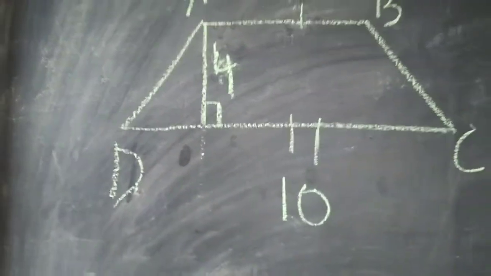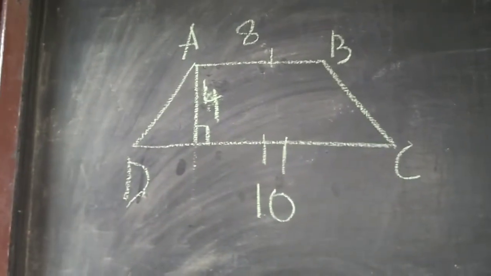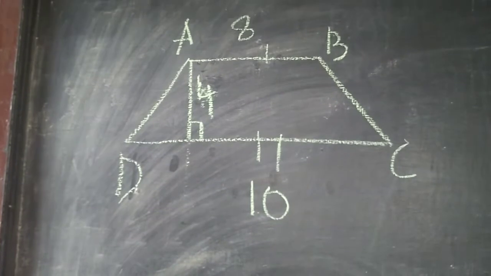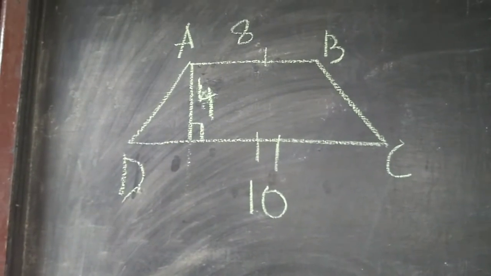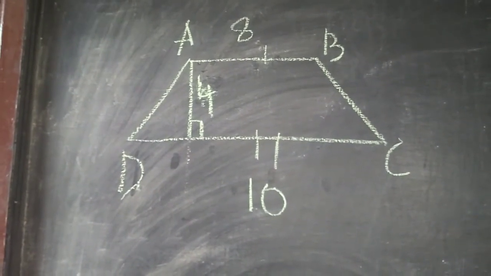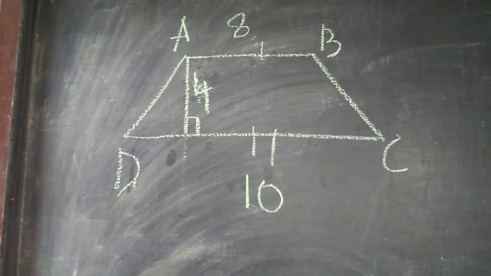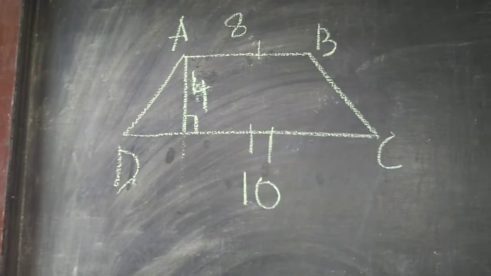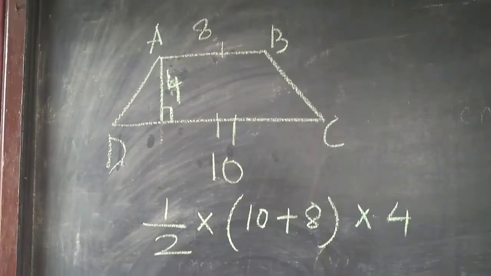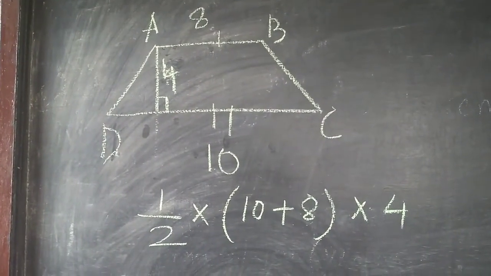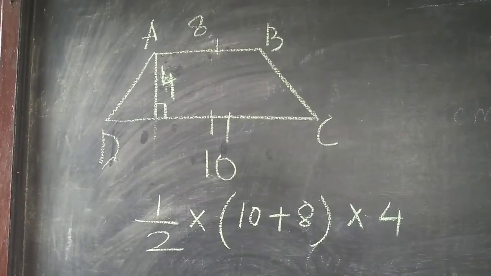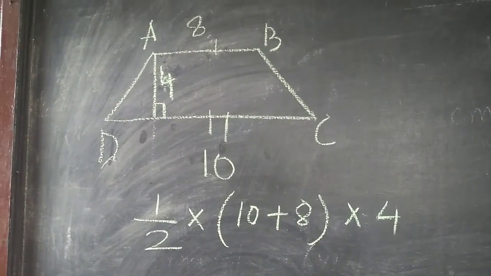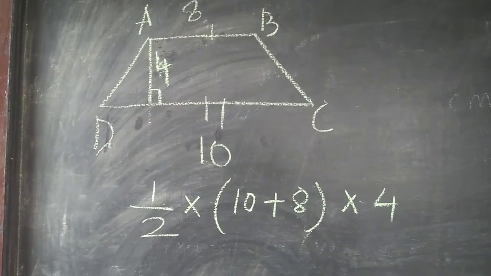So how are you going to solve this with the help of the formula? You write half into the sum of the lengths of parallel sides. So you do half into 8 plus 10, or you can write 10 plus 8, into 4. So this is how you write it. Sum of the lengths of parallel sides means those which are parallel to each other. You add the measurements, and into that you put the height.